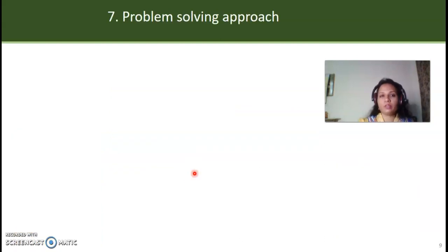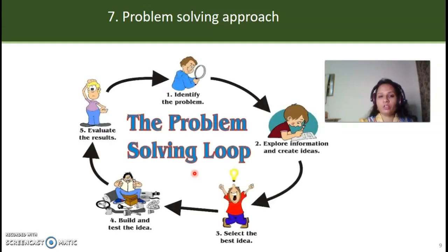Another interesting strategy is the problem-solving approach. Let's have a look at the problem-solving loop. Now you can see that there are 5 steps to use this strategy in your teaching process. The first step is to identify the problem. You can see this man holding a magnifying glass, trying to figure out what the actual problem is. In the next step, another boy is jotting something down on paper.